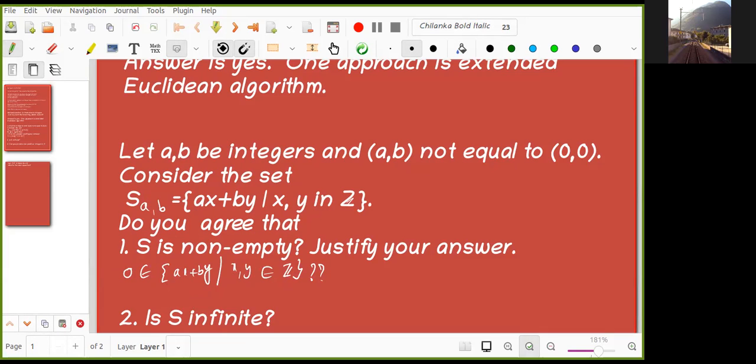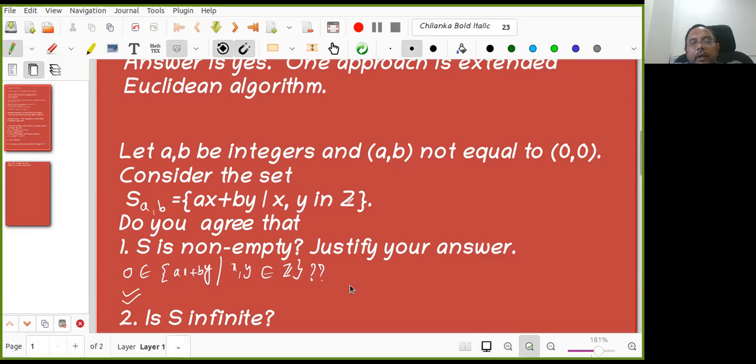Akshat, how? If x and y are both zero, then a into zero plus b into zero is zero. So zero belongs to this set. Whatever a and b may be, this set always contains zero. There is no doubt in it. Okay, so that part is done.